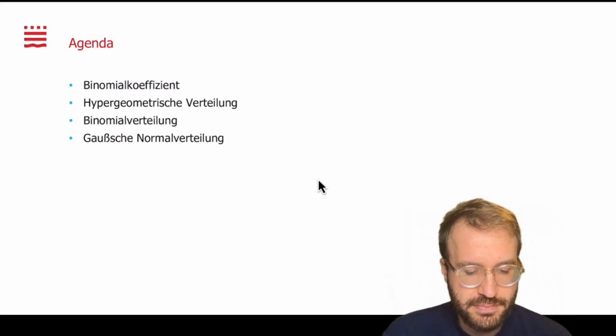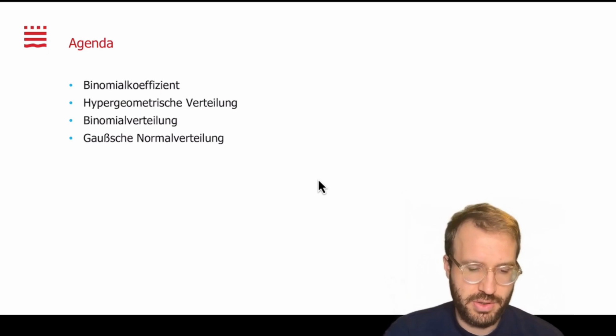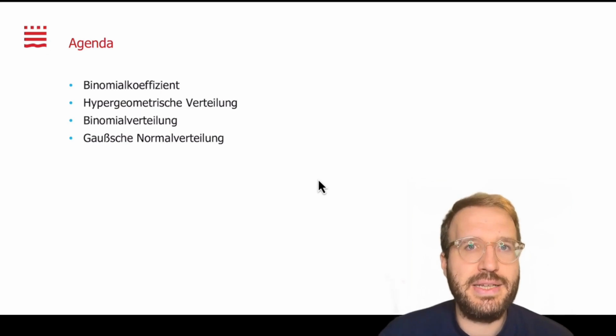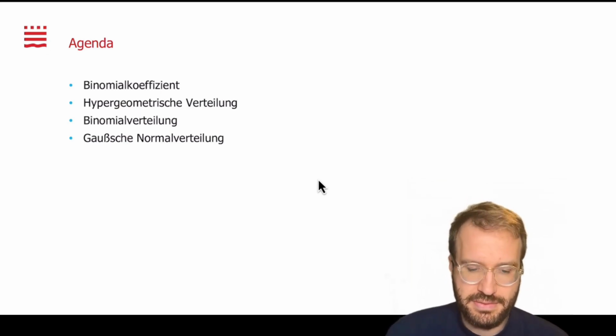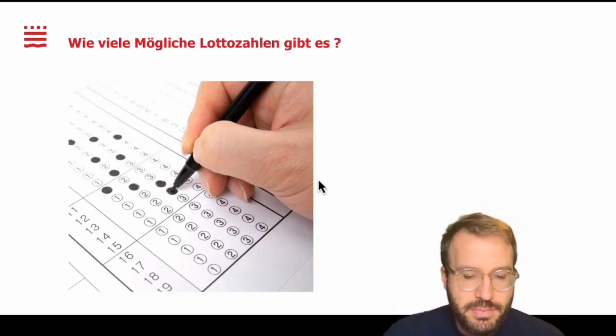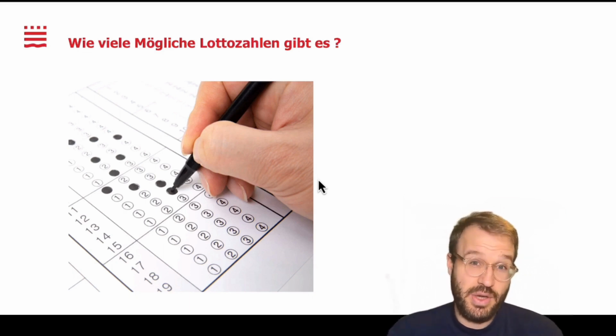All right, before we can start with the hypergeometric and binomial distributions, we need to establish a certain foundation, and we need to introduce the binomial coefficient, and that's exactly what we want to do in this video. And for that, we'll take an example, which is the typical example of a binomial coefficient: how many combinations of numbers are there when playing the lottery?